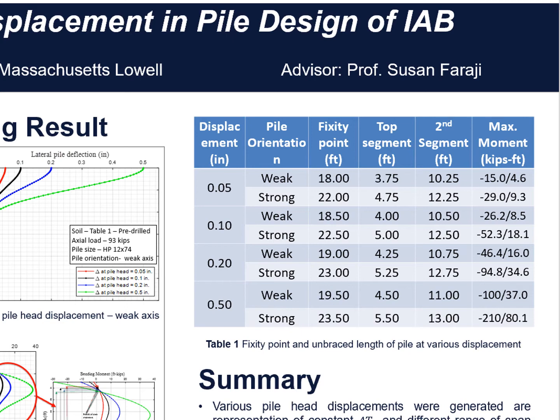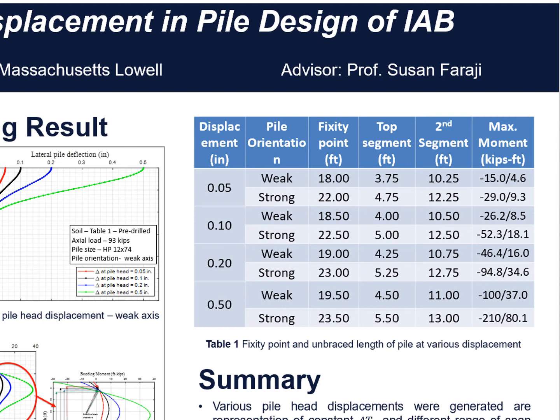We can observe that with the increment in pile head displacement, effective length of fixity point is also increasing by 0.5 feet in both weak and strong axis. However, pile oriented in weak axis will reach the fixity point earlier in comparison with the strong axis due to the flexibility of pile oriented in weak axis. That means in designing, we can decrease the pile length if it is oriented in weak axis by almost 4 feet in case of HP 12 by 74 pile. That was for the fixed point criteria.